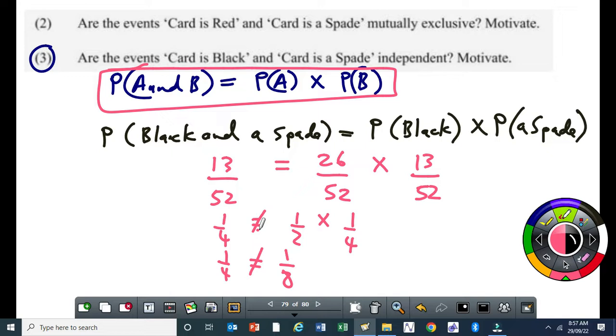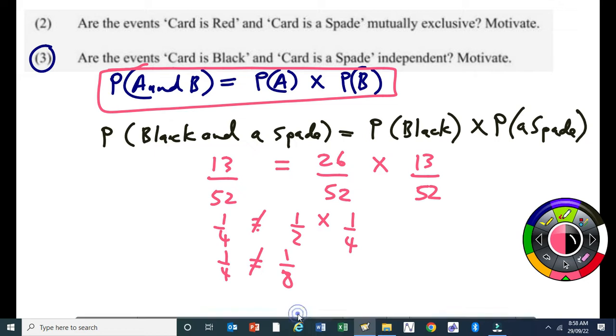Which means a card cannot be a spade and not be black. You understand what I mean? That's what this means. If a card is spade, it also has to be what? Okay, so when you're answering questions on independent events, also use common sense.